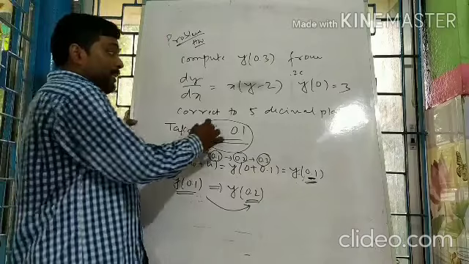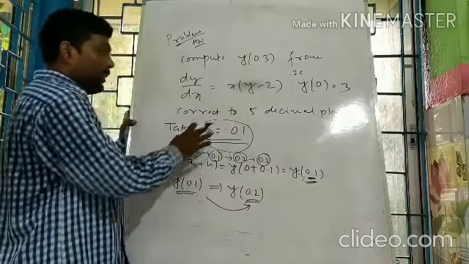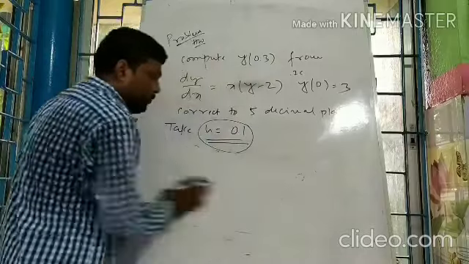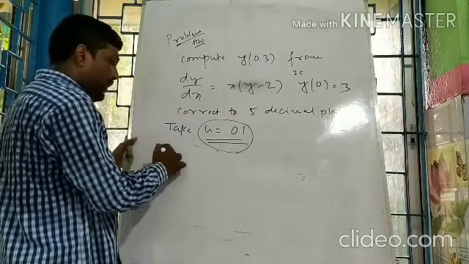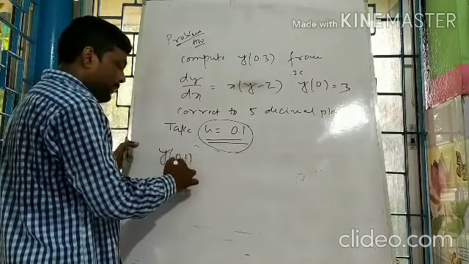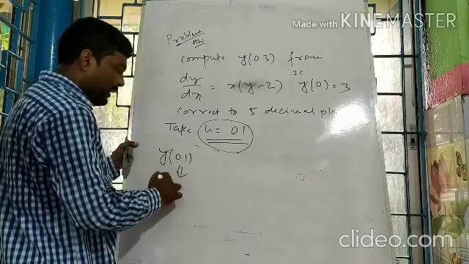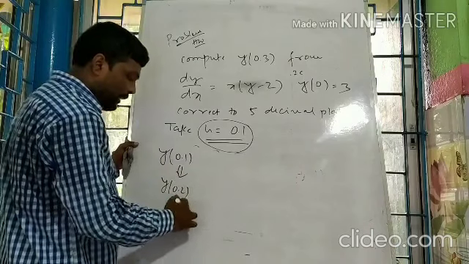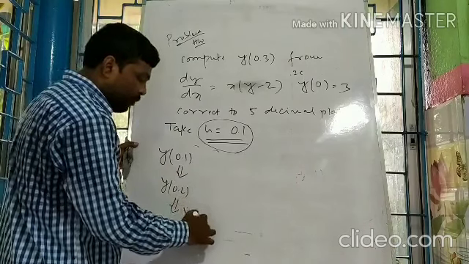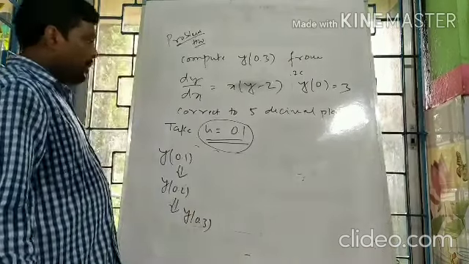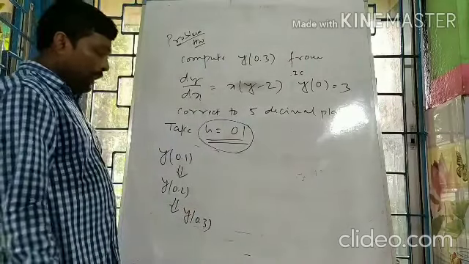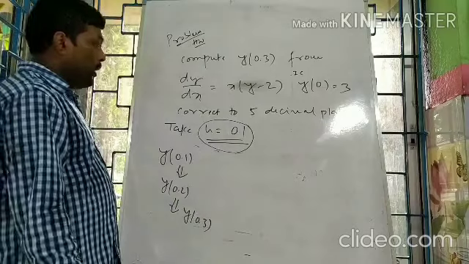h is given as 0.1. So for this problem, you have to calculate first y(0.1). Then from y(0.1) calculate y(0.2). Then from y(0.2) calculate y(0.3). Okay? So take this problem as homework. Next day we will start the Euler method.